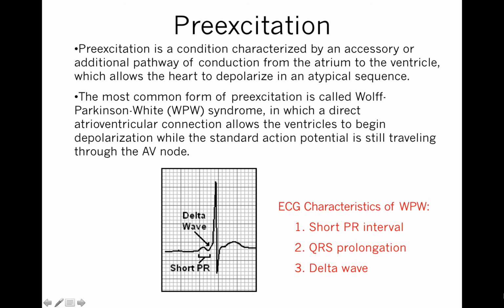And here's an example of what a delta wave looks like. So you get a P wave with a very short or absent PR interval. Well, not absent because the P wave is part of it, but a very short PR interval. And then there's slurring, which we call the delta wave, into the QRS. And this is called Wolff-Parkinson-White syndrome.